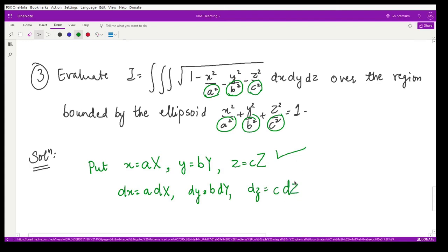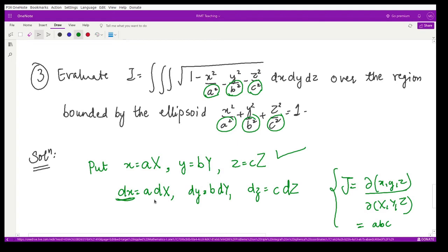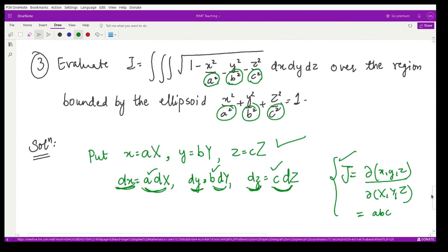So either you could change it like this, or you can calculate the Jacobian of small x y z with respect to this capital X, Y, Z. So basically this will come out to be A, B, C. Or if you do not want to use the Jacobian term, you could directly, instead of dx, use this term, instead of dy, use this term, and instead of dz, use this term. So obviously you will have A, B, C. So now you also get to know what this Jacobian actually means.